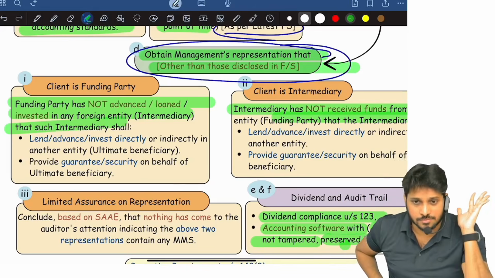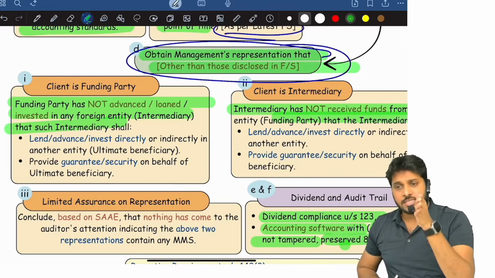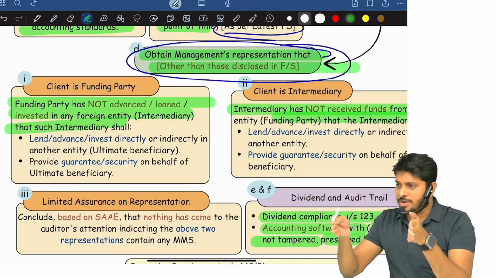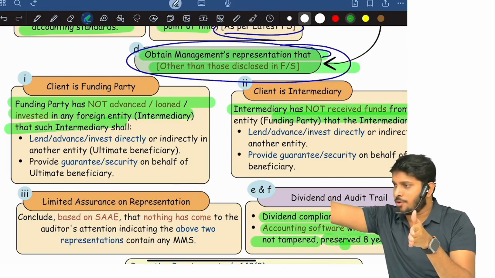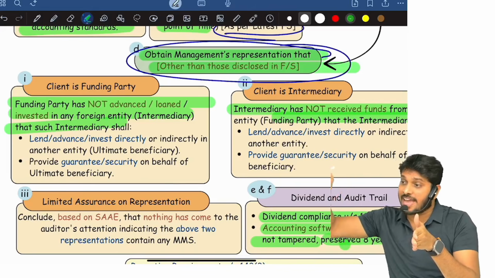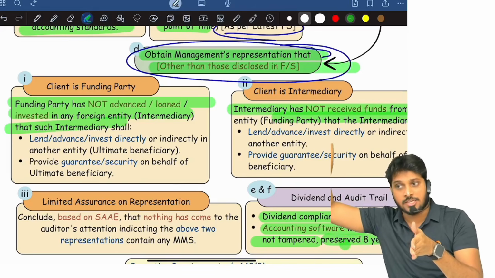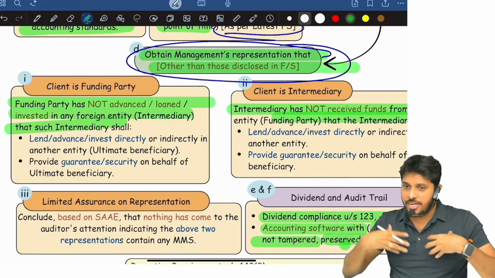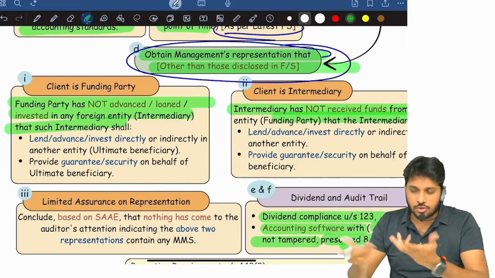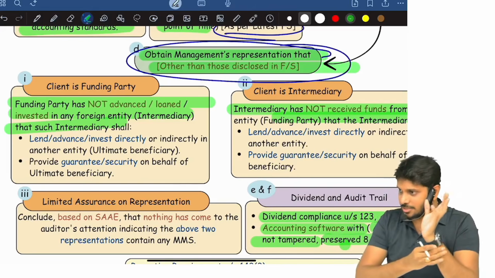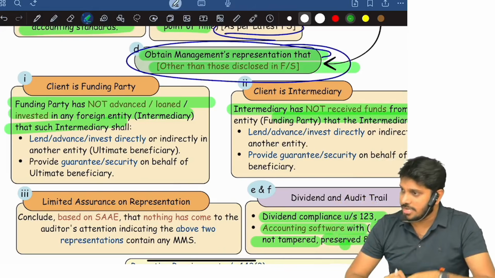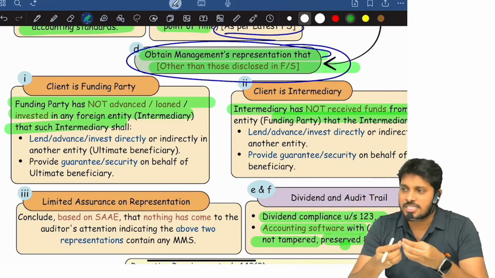Are you clear? So funding party: suppose my company funded some money to an intermediary, and that intermediary has to transfer to the beneficiary, or the intermediary has to give a guarantee on behalf of the beneficiary to some third party. So now I need to give disclosures. I think this disclosure requirement is not relevant for you. It is there in the CA Inter syllabus. Clear until now?